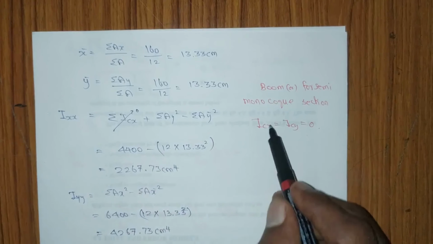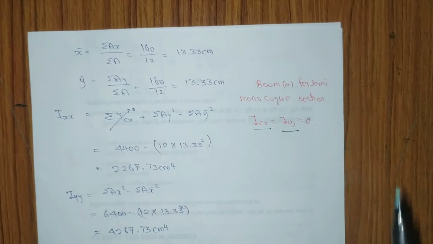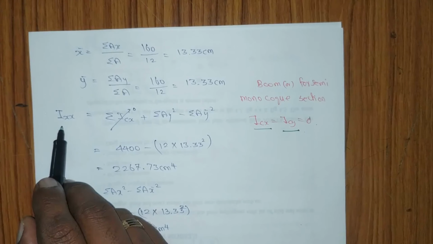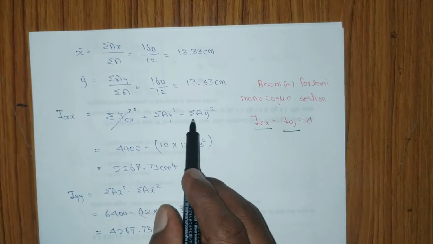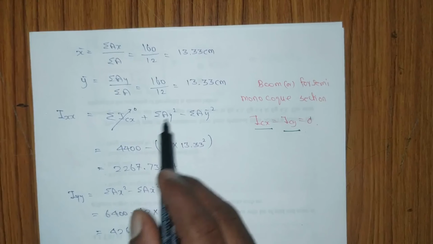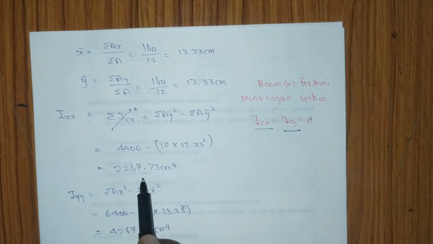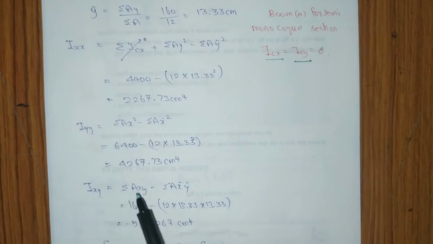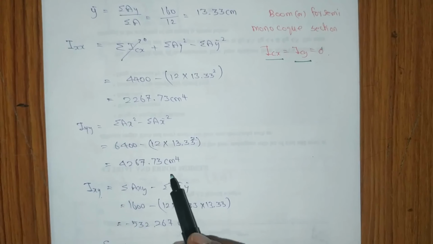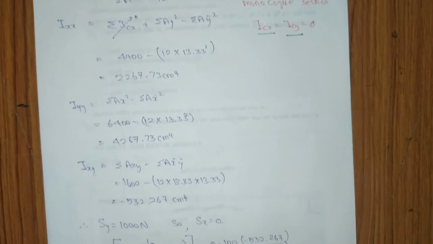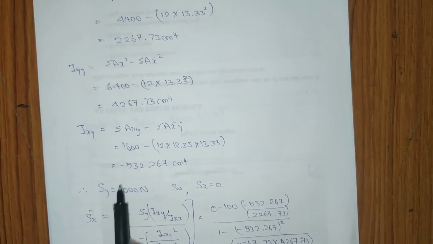So in this problem ICX, ICY will not come because it is a stringer or boom problem. So Ixx is equal to summation of AY square minus summation of A y bar square. If we solve summation of AY square and summation of A y bar square, we get 2267.73 centimeter power 4 for Ixx. Similarly for Iyy we are getting 4267.73 centimeter power 4. For Ixy we know the formula: summation of AXY minus summation of A x bar y bar, and you are getting minus 32.267 centimeter power 4.